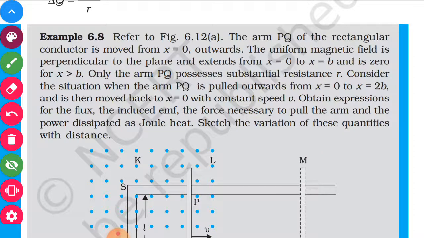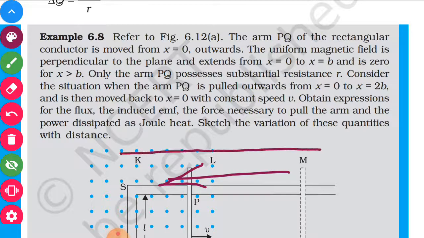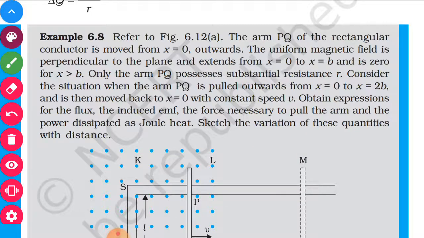Consider the situation when the arm PQ is pulled outward from x is equal to 0 to x is equal to 2b, and is then moved back to x is equal to 0 again. So you are moving in this direction first, and then moving in this particular direction. Obtain expressions for the flux, the induced EMF, the force necessary to pull the arm, and the power dissipated as joule heat. Sketch the variation of these quantities with distance.